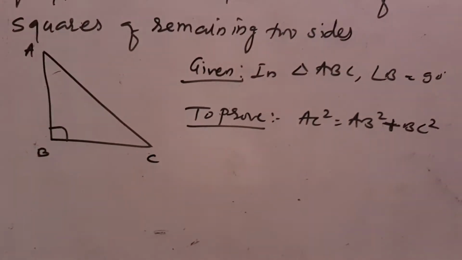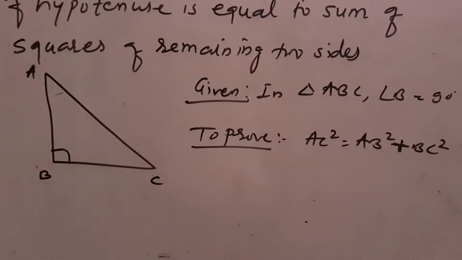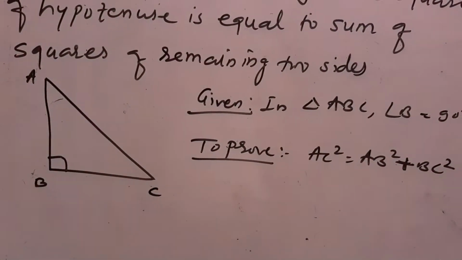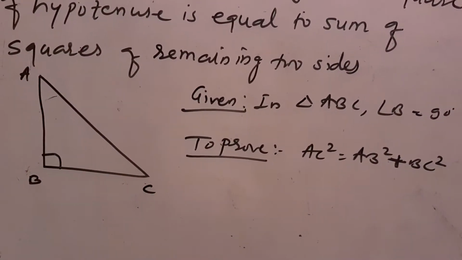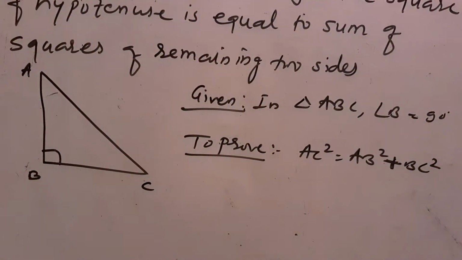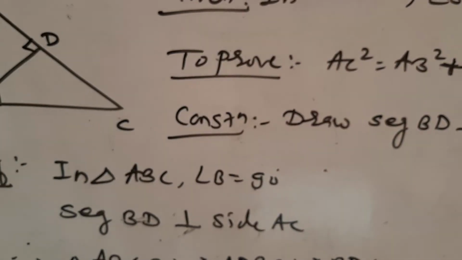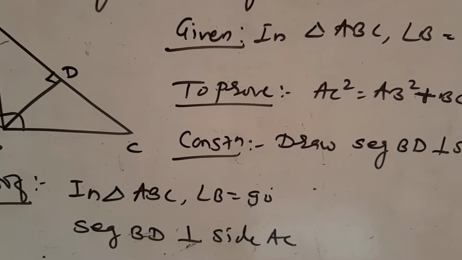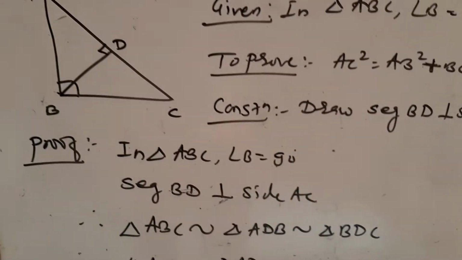So to see the proof of that theorem, we use the similarity concept, right angle triangle and similarity. For that we draw the perpendicular from the vertex of the right angle to the hypotenuse. Now we draw the construction, BD perpendicular. Now we see the proof.